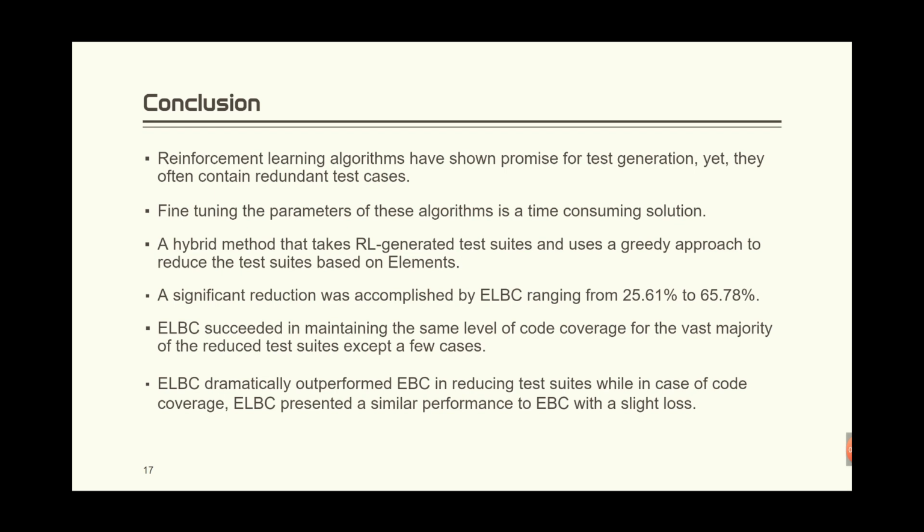In terms of maintaining code coverage, the test suite reduced by ELBC preserved the same code coverage for the vast majority of the reduced suites, except a few cases with a maximum average loss of 0.06 and minimum average of 0.1. Overall, our findings illustrate that ELBC dramatically outperformed EBC in reducing test suites generated by SARSA. In case of code coverage, ELBC presented a similar performance to EBC with a slight average loss of 0.03%.